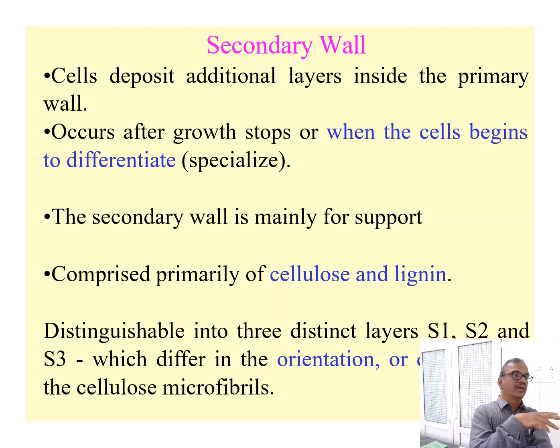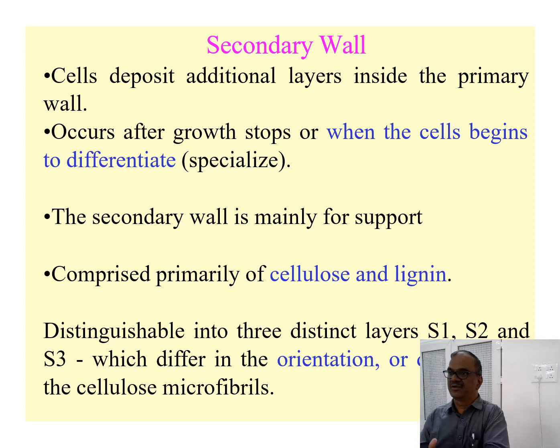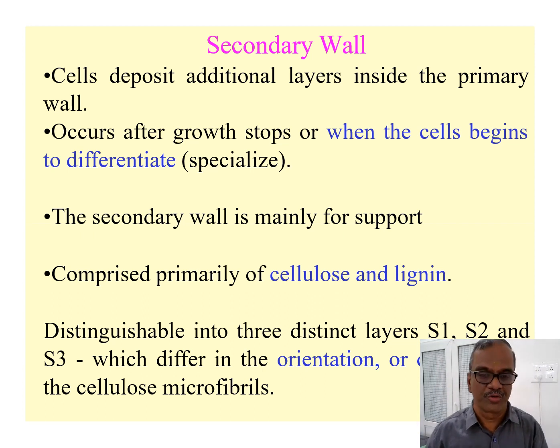Once the growth has stopped for the plant, it goes on depositing matter. In that case, between the plasma membrane and the primary cell wall, many substances get deposited. That layer we call the secondary cell wall. This is mainly for support.